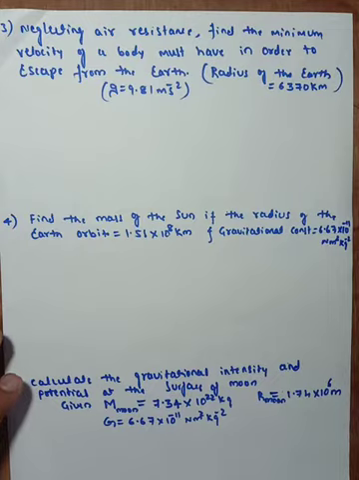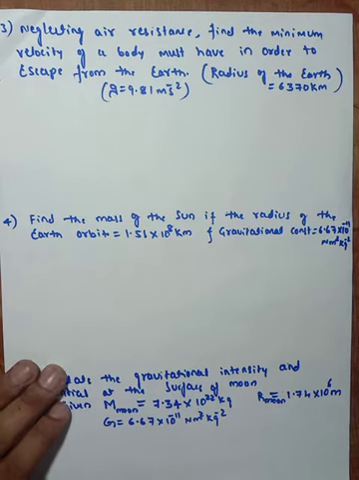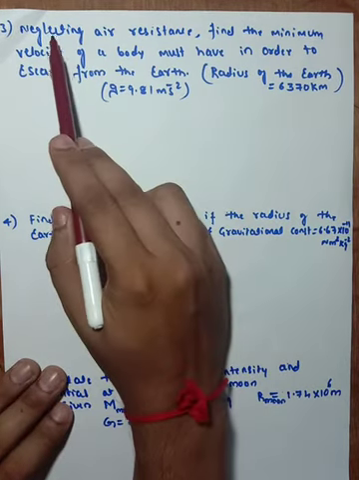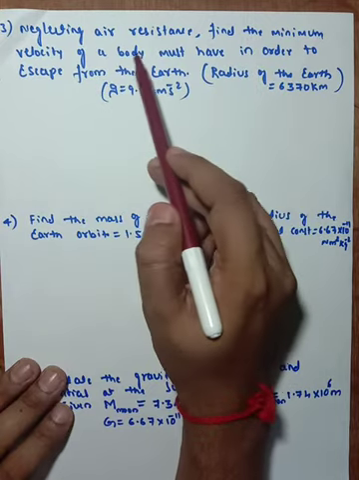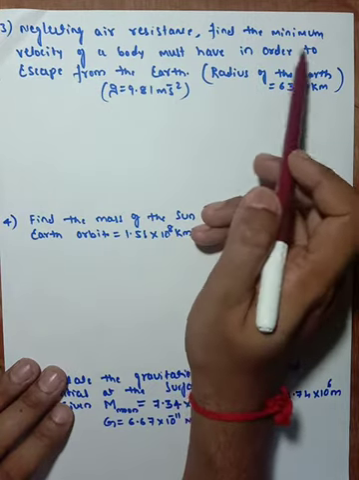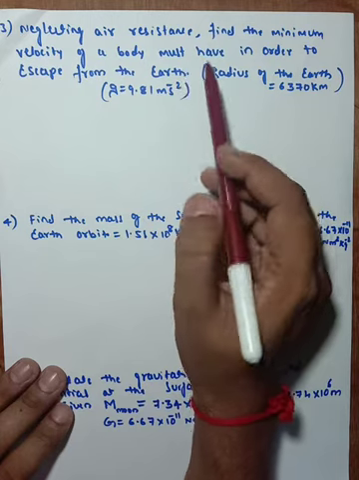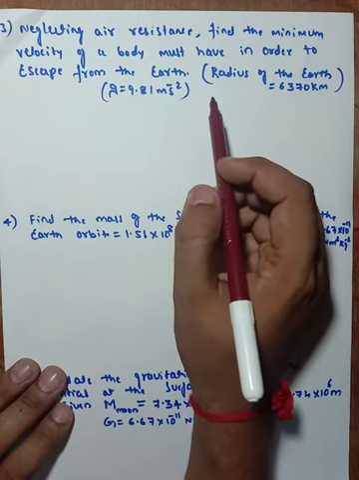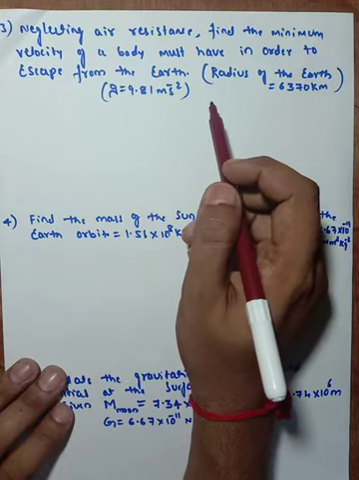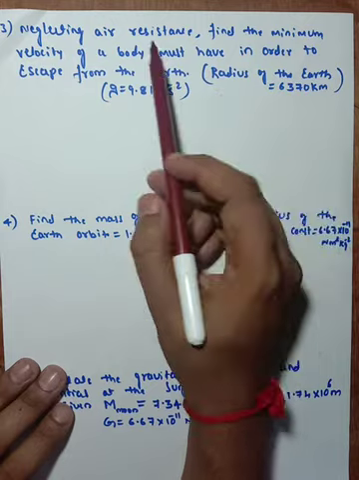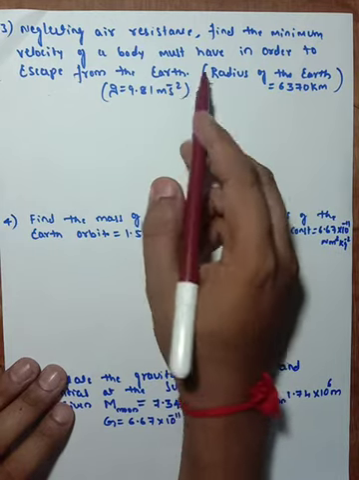Next problem, problem number 3. Remember, this is also simple. Neglecting air resistance, find the minimum velocity a body must have in order to escape from the earth. We already know escape velocity means the minimum velocity required to escape from the earth's gravitational field. So that minimum velocity itself is called escape velocity.